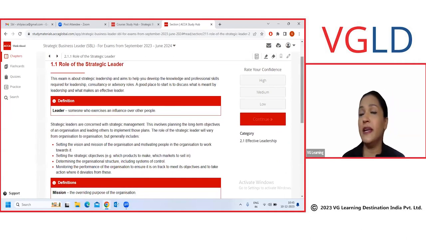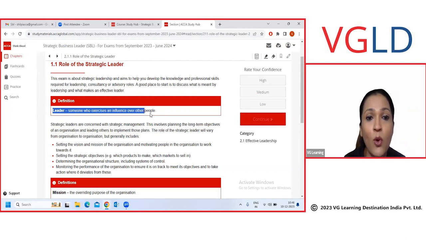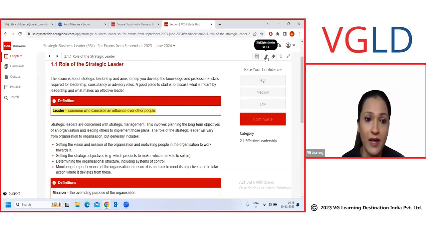So leader, who is a leader? A leader is someone who is obviously in command, and even if sometimes the leader is not in command officially, has the skill set to influence people. So all your influencers, your finfluencers, they are also leaders. Why? Because anybody who has followers, anybody who has the quality on the basis of which people follow their traits, what they are saying, becomes a leader per se, even though officially they may or may not be designated as a leader. So a leader clearly is someone who exercises influence over other people.